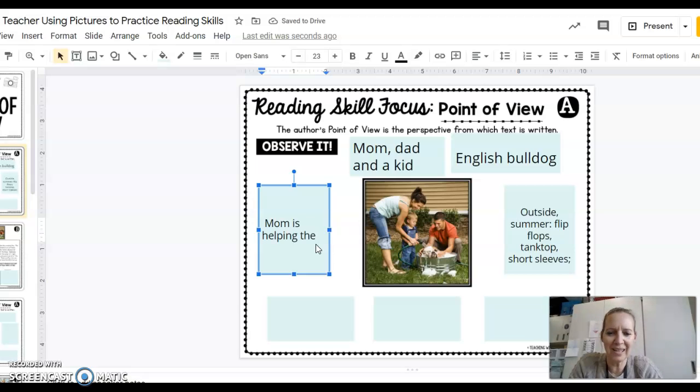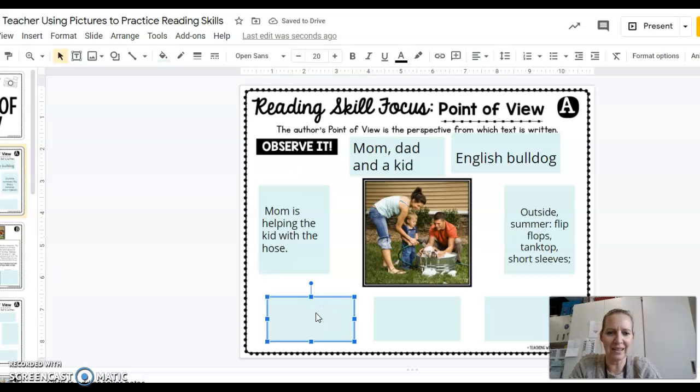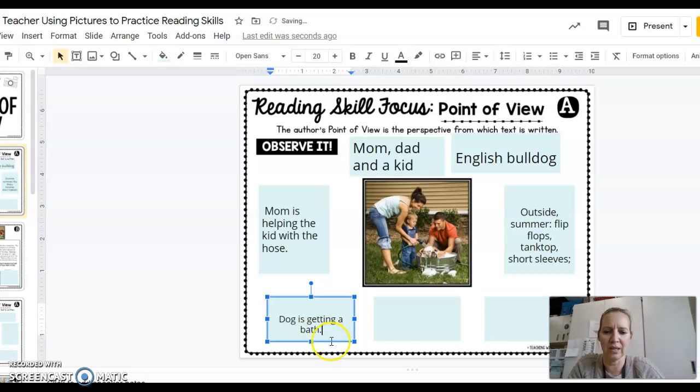Okay, so mom is helping the kid with the hose because we all know how hoses go with little kids. They take it and it sprays everywhere. And then finally, the dog is getting a bath, and how we know that is because we see a bathtub and soap and also water.